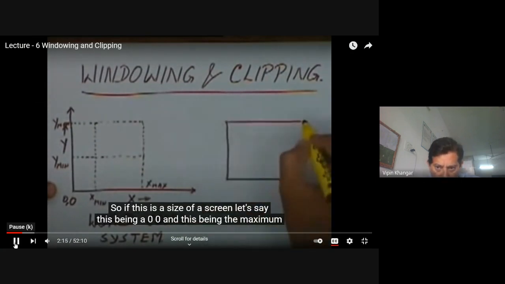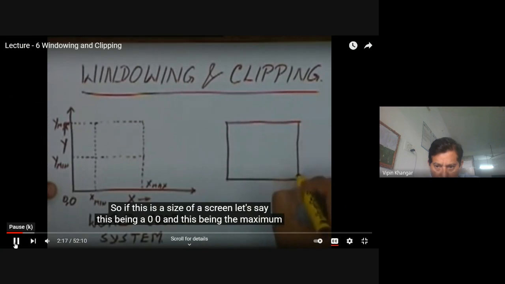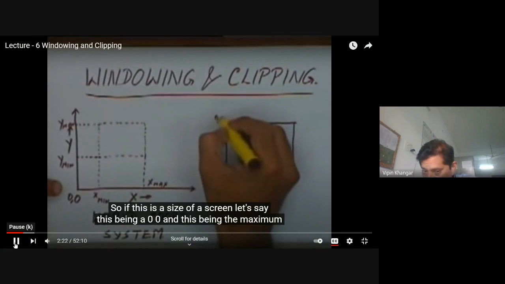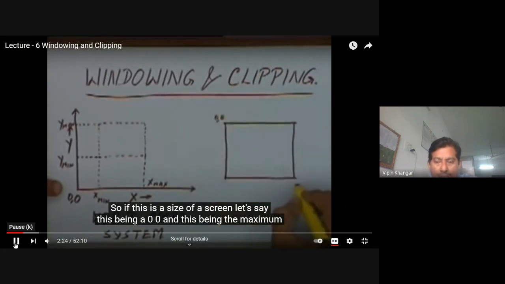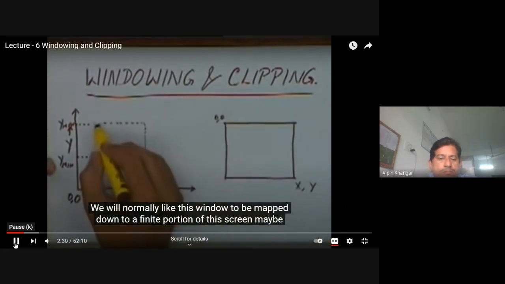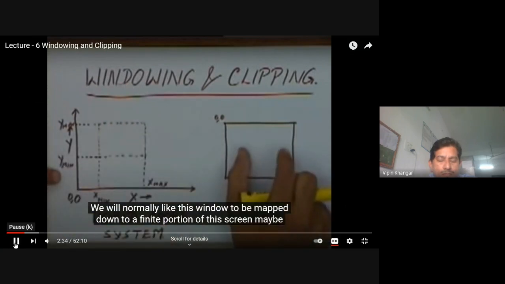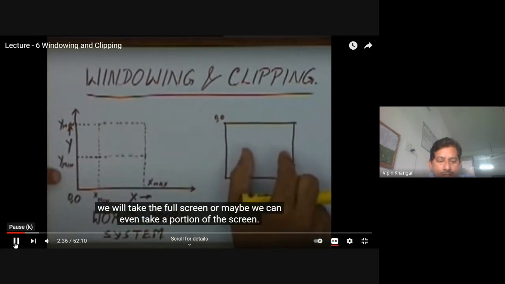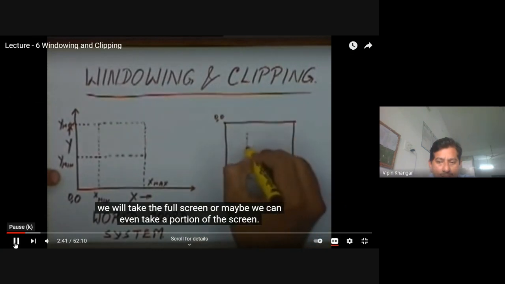So if this is the size of a screen, let's say this being 0, 0, and this being the maximum in terms of x and y, we normally like this window to be mapped down to a finite portion of this screen. Maybe we'll take the full screen, or maybe we can even take a portion of the screen.